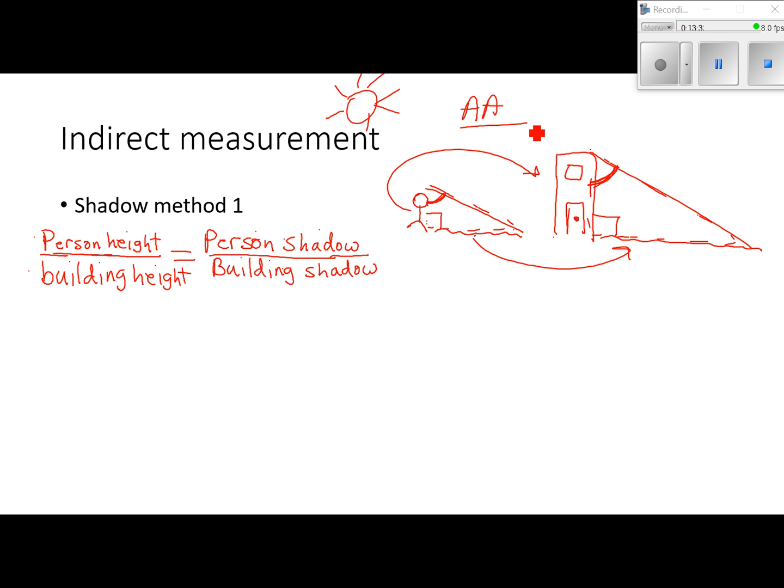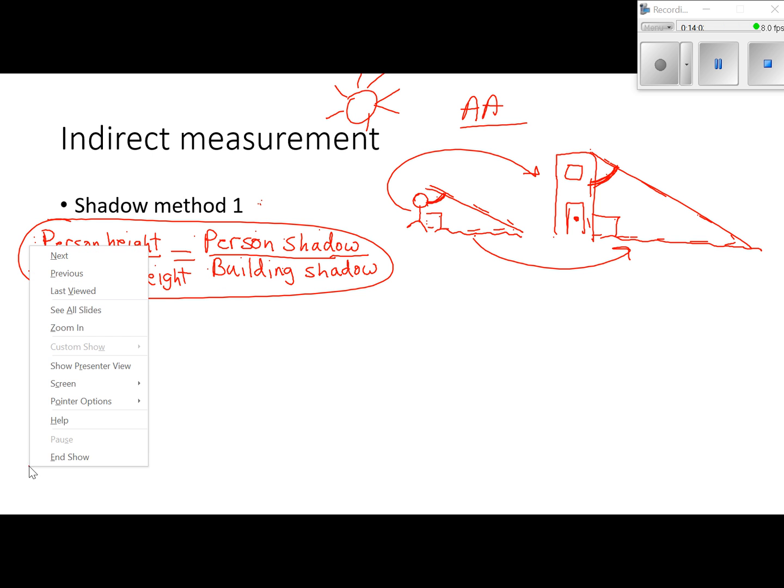I'm not going to ask you to prove that these are similar for this assignment. Just know that this always works out for this shadow method 1. These two angles are always the same, these two angles are always the same. And all we're going to do is set up this proportion right here. We put in the parts that we know. Wherever we know something, we put it in. And then the part that we don't know is going to be our variable. So that's shadow method 1.